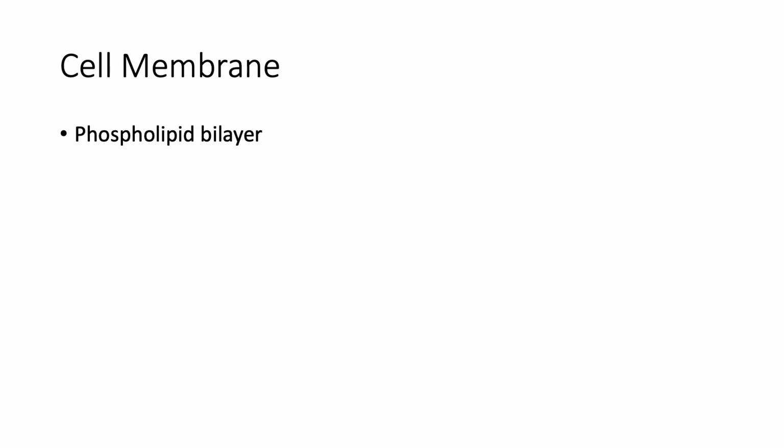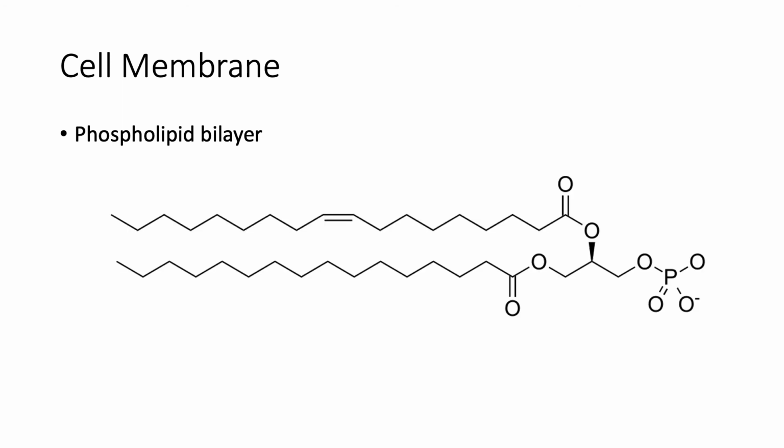Let's start with the phospholipid part. If we break down the word phospholipid, we get the two halves, phospho and lipid. So obviously this is a lipid, which I went over in the macromolecules part of the biochem presentation. And here's an example of a phospholipid. As you can see, there are these two tails on the left here made of carbons and hydrogens, which makes them really, really non-polar, which means they don't interact with water.